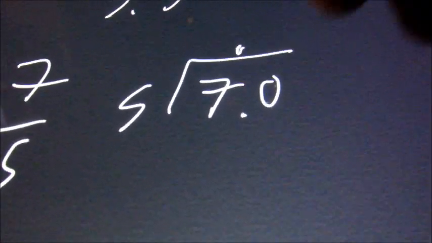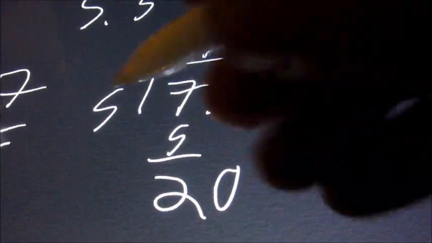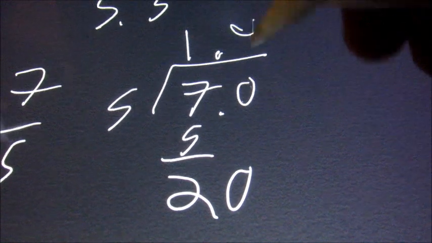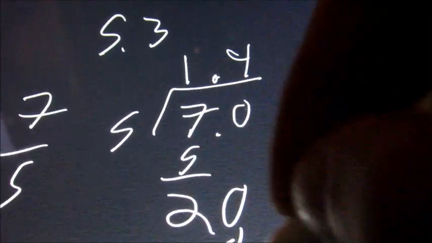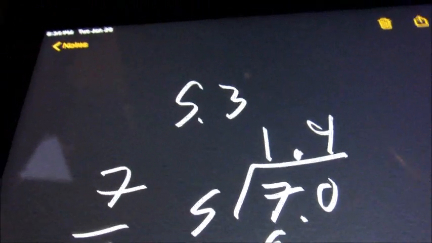So 5 will go into 7 one time. 1 times 5 is 5. 7 minus 5 is 2. Bring down the 0. 5 will go into 20 4 times. 4 times 5 is 20. That gets 0. So our answer here will be 1.4.